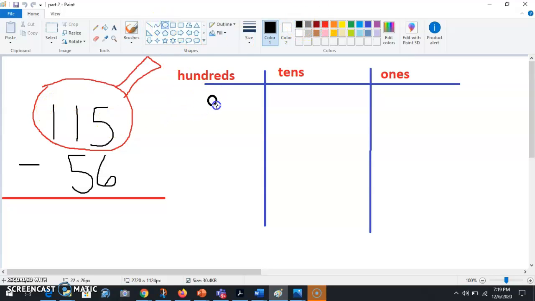I have 100, 110, and 5 ones. 1 one, 2 ones, 3 ones, 4 ones, 5 ones. So I already have the model that represents the whole. Don't forget, my first step is to read the problem for the ones. Let's read the problem for the ones. Ready? Go. 5 minus 6.